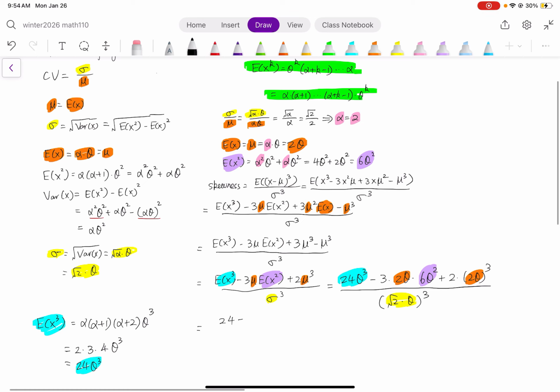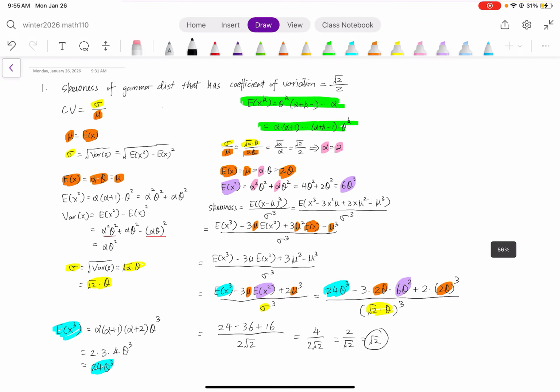So plug in the values. You get 24 minus 3 times 2 is 6, 6 times 6 is 36, plus 2 times 8 is 16, over the square root of 2 to the power of 3, which is 2 root 2. On the top, 24 minus 36 plus 16 is 4. Then 4 over 2 root 2 is just root 2. And your final answer should be root 2 for this case.